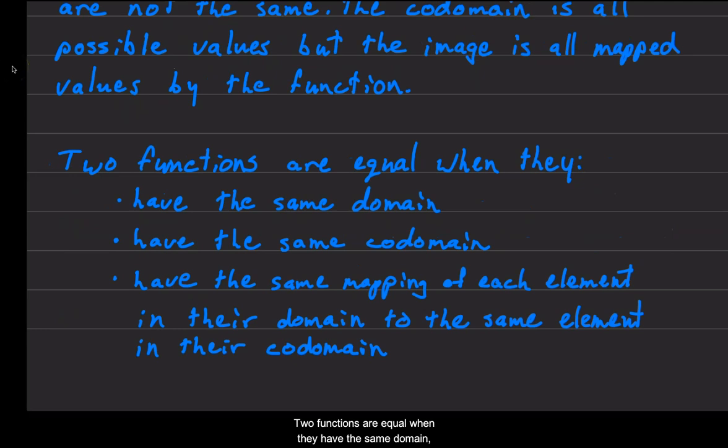Two functions are equal when they have the same domain, the same codomain, and the same mapping of each element in their domain to the same element in their codomain. Note that if you change the domain or the codomain or the mapping, then these are different functions.